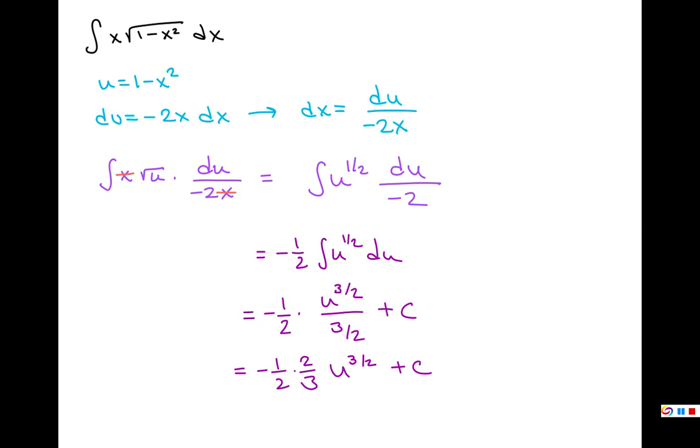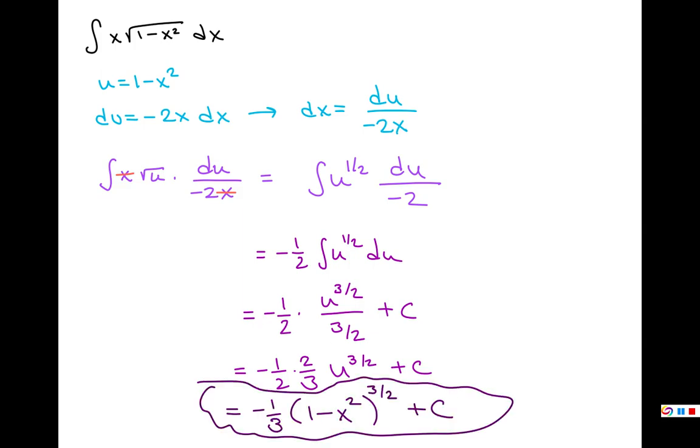And then finally, I want my final answer to have x's in it. And so I did 2 things to get this last step. I did reduce the minus 1/2 times 2/3. That's 2/6 or 1/3. Or you can just think of it as we can cancel the 2's. So I'm left with negative 1/3. And then I replace the u with 1 minus x squared to the 3/2 plus c.